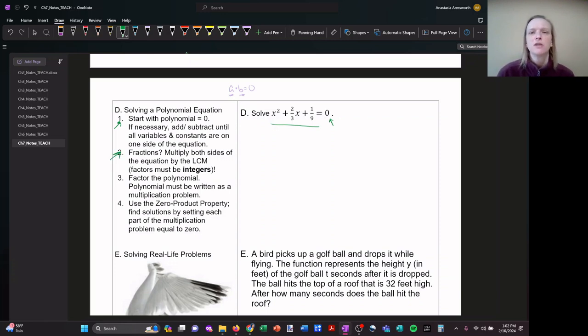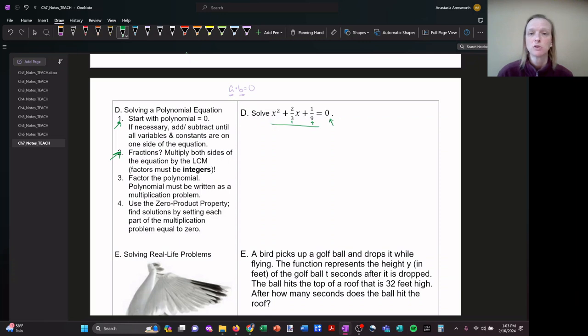How to deal with fractions. If you've got a polynomial with fractions in it, the easiest thing to do is to just multiply both sides of the equation by the least common multiple. So here, there's no fraction. Here, there is a fraction with 3 in the denominator. There's a fraction with 9 in the denominator. Well, 9 is a multiple of 3 already.